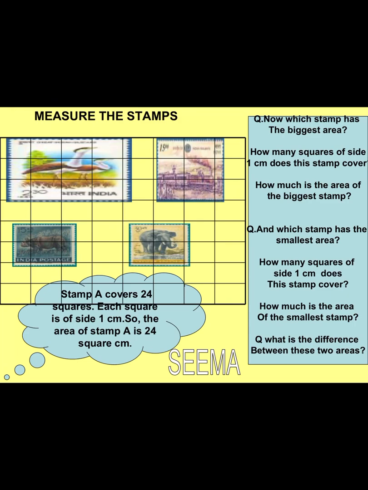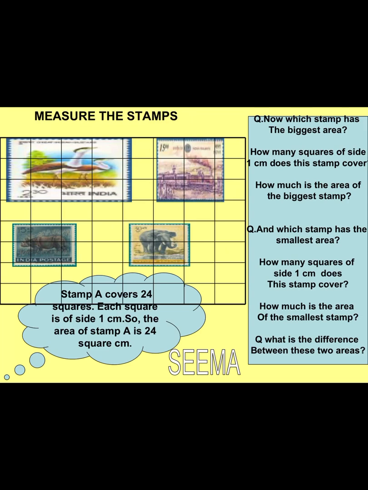Now measure the stamps. Which stamp has the biggest area? How many squares of one side 1 centimeter does this stamp have? How much is the area of the biggest stamp? And which stamp has the smallest area? How many squares of one side of 1 centimeter does the stamp cover? How much is the area of the smallest stamp? Can you give me the answers to these questions?